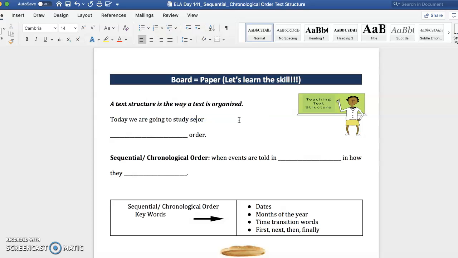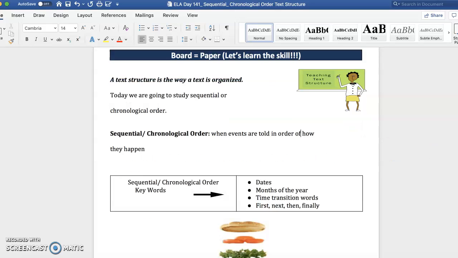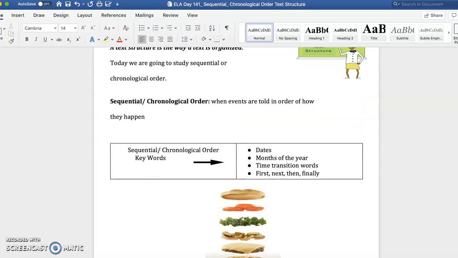So today we're studying sequential or chronological order. Okay, this is when events are told in order and how they happen. And so you guys know, whenever we have text structure, we always look for certain keywords in the text that are going to help us figure out what that text structure is.